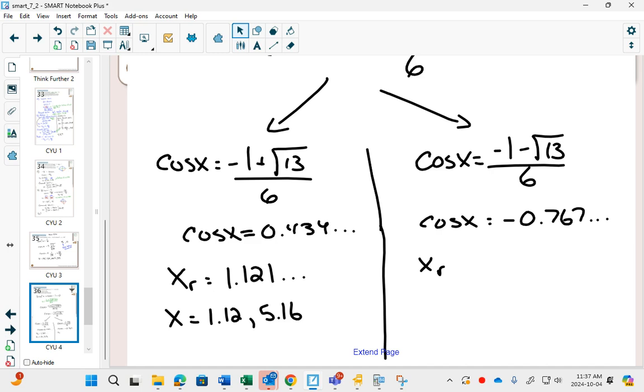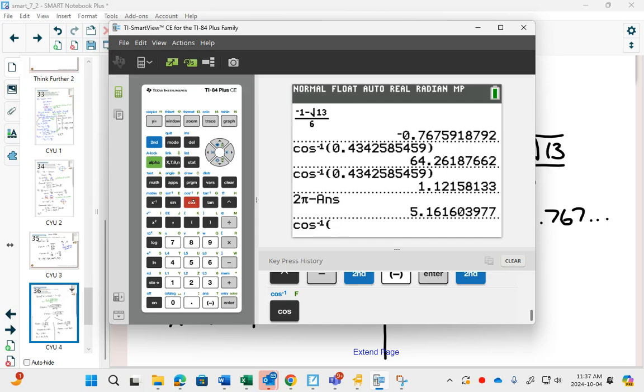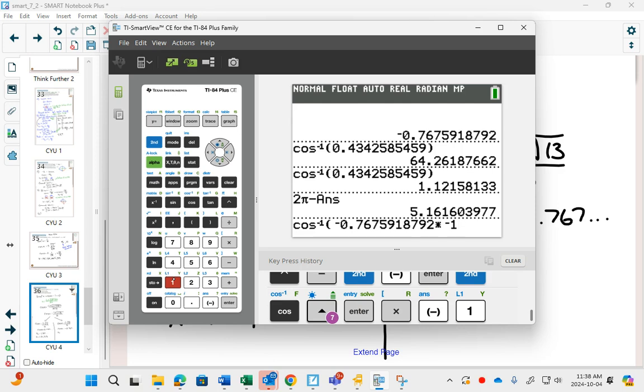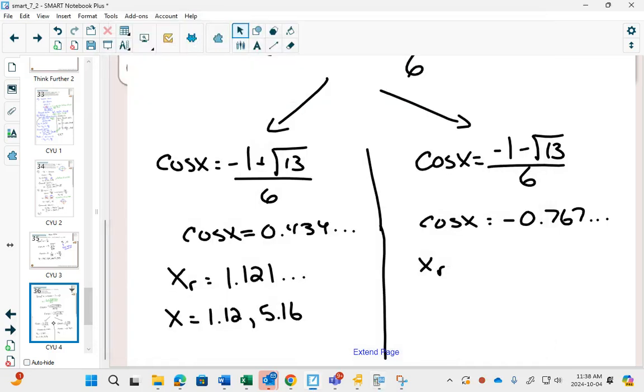On the other one, I have a negative, so when I do cos inverse to find my reference angle, I have to do cos inverse of the positive value. I'm going to go back up and highlight it, because when I highlight it, I don't lose any decimal places, but you see that it has the negative. You have two options here. You can either use the arrow key and go all the way over to that negative and delete it, but I find it's quicker just to multiply by -1. That makes it positive. And then 0.6957.